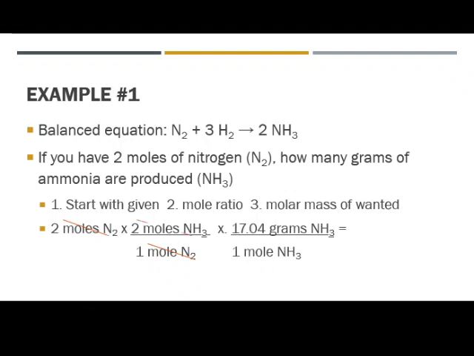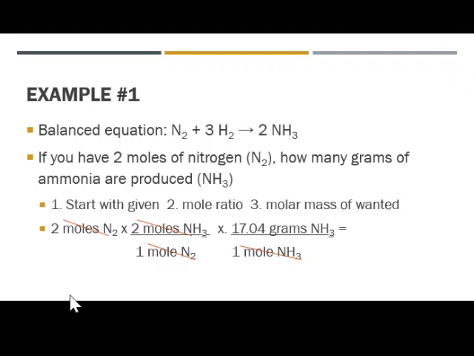But as you can see now, because of the way I set it up, moles of nitrogen has canceled moles of nitrogen. Moles of ammonia canceled moles of ammonia. Remember, in chemistry, we do not cancel the numbers. We only cancel the units. And the only units I'm going to have left are grams of ammonia. And that is what I'm looking for in my question, grams of ammonia.